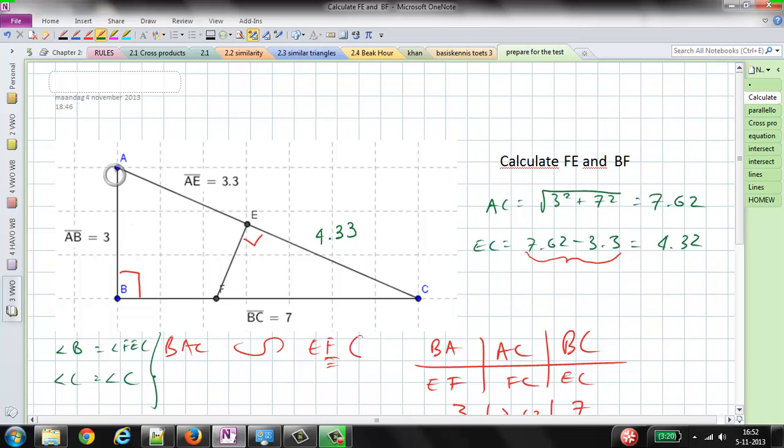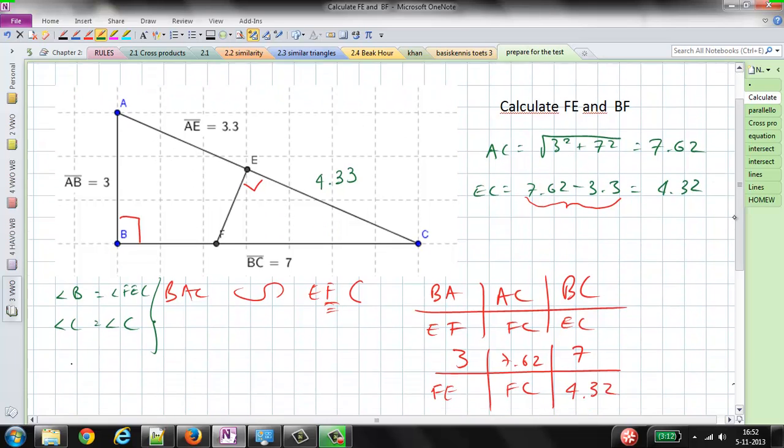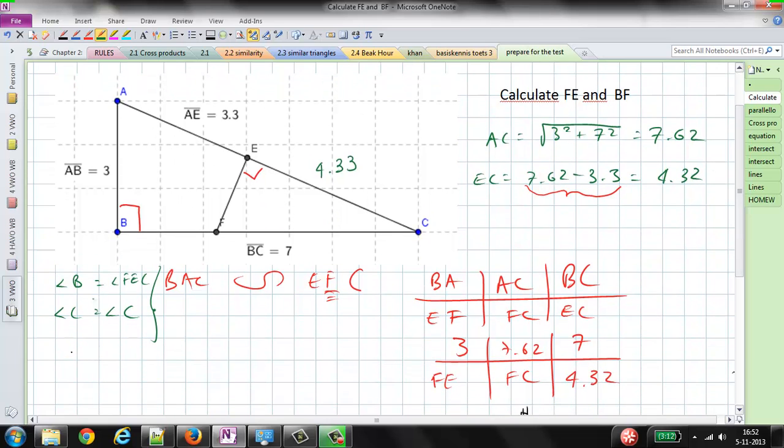I notice that I know everything about this big triangle, and I know one thing about this smaller triangle. That means I should be able to calculate these 2 sides if they are similar. So that's what we try to do now. We try to make these 2 similar, and we do that by finding 2 angles that are equal.